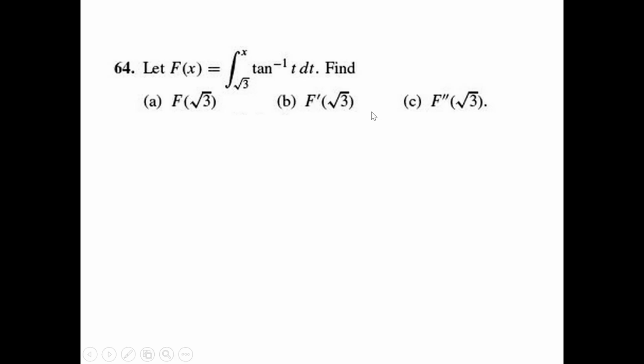Okay, so in this problem, it says let f of x equal the definite integral from the square root of 3 to x of the inverse tangent of t. Find part A, f of the square root of 3. So to find f of the square root of 3, we just simply replace x with the square root of 3. Even though I can't find an antiderivative for the inverse tangent of t, I know this value because the limits are the same. The answer is 0.